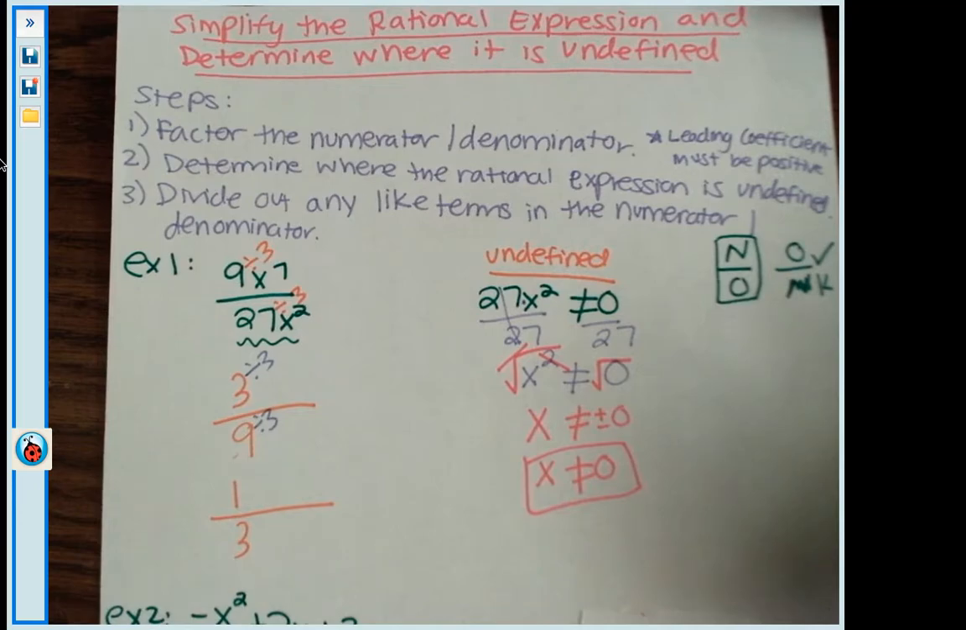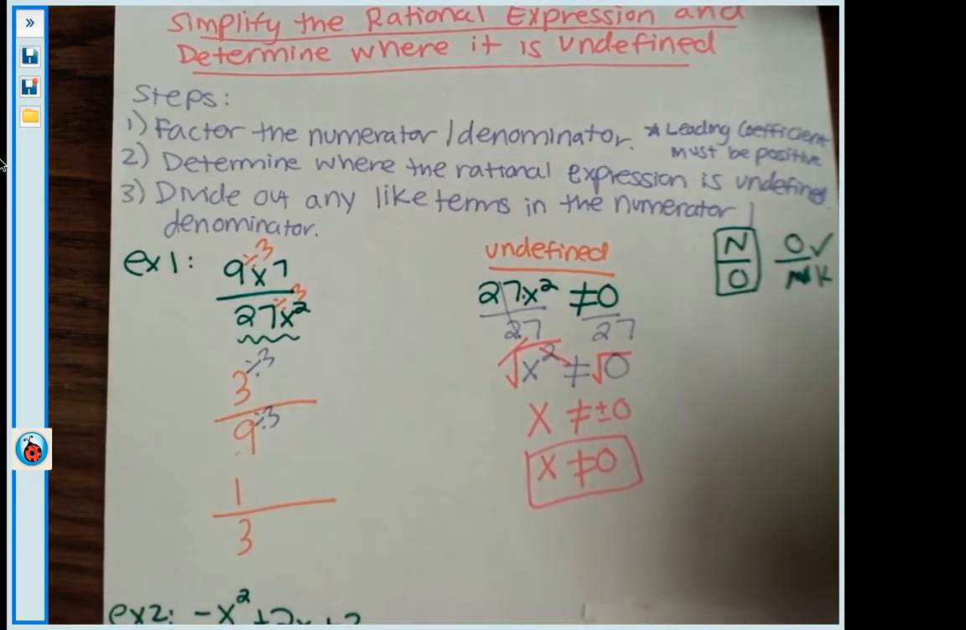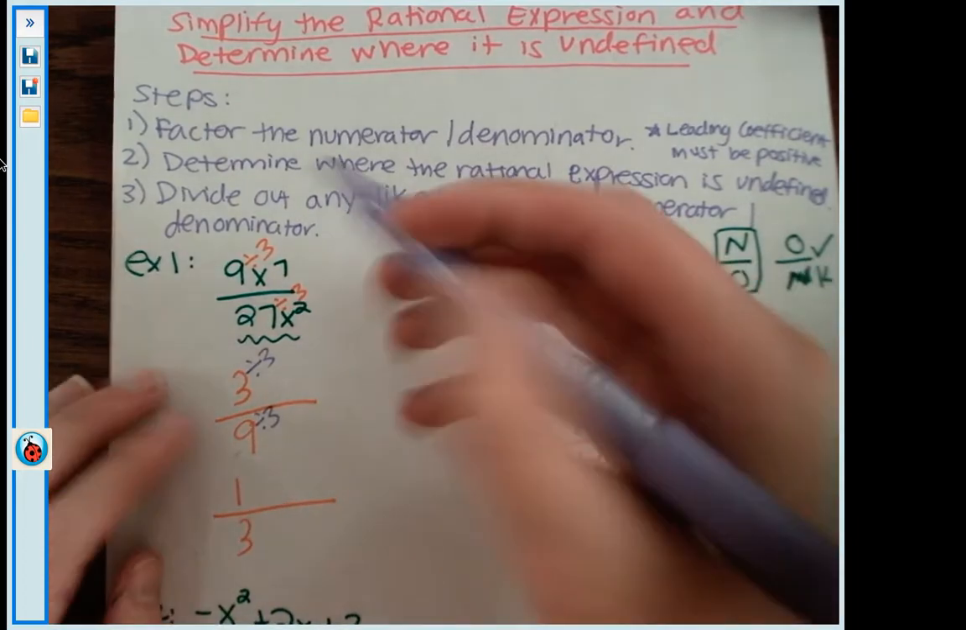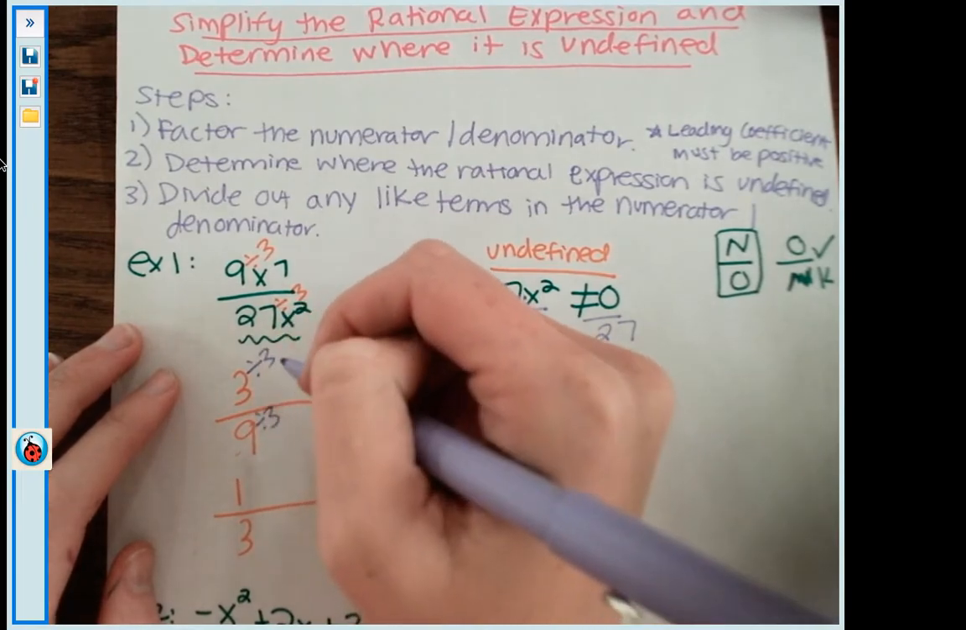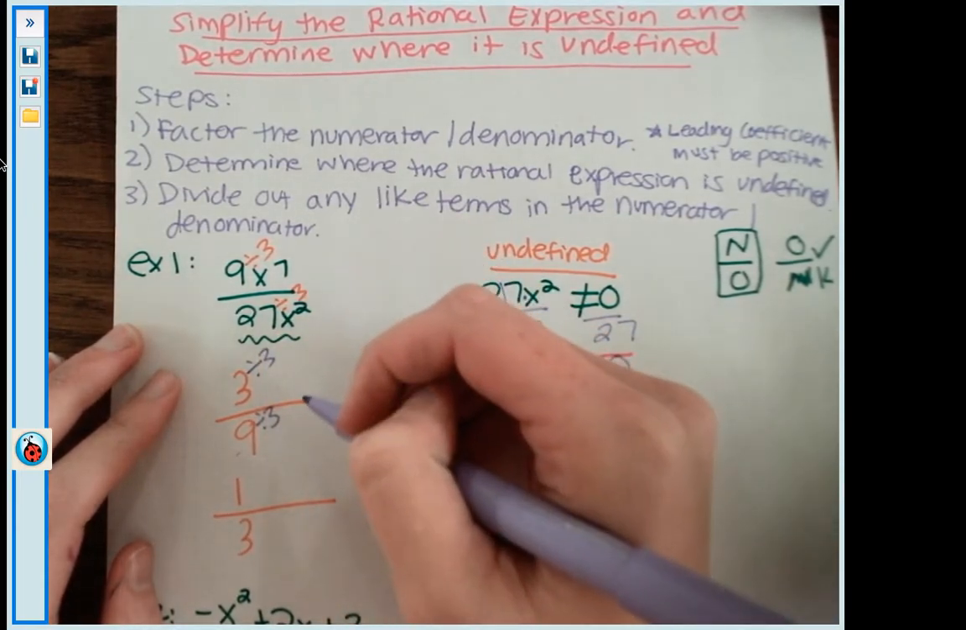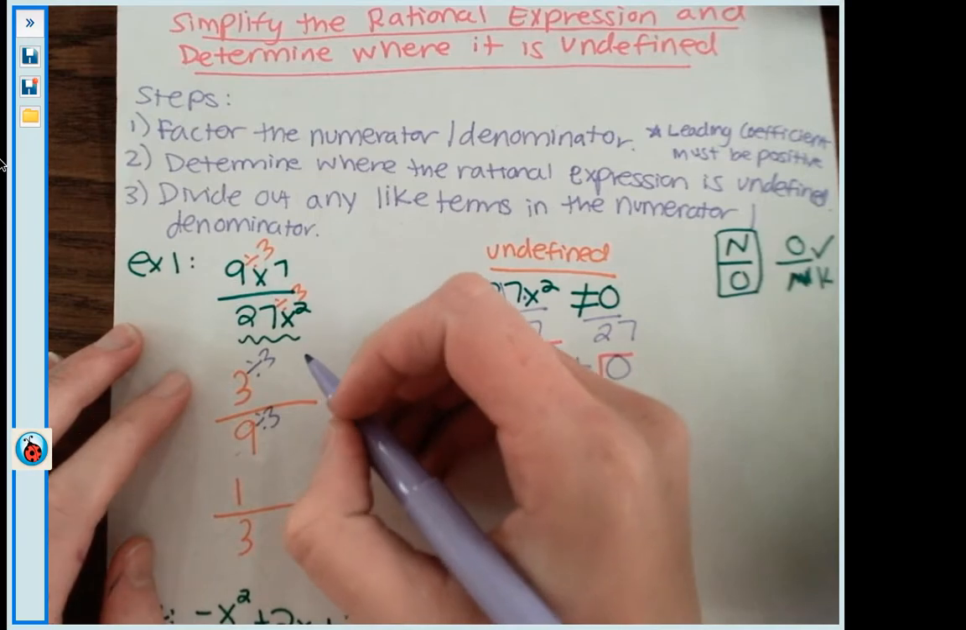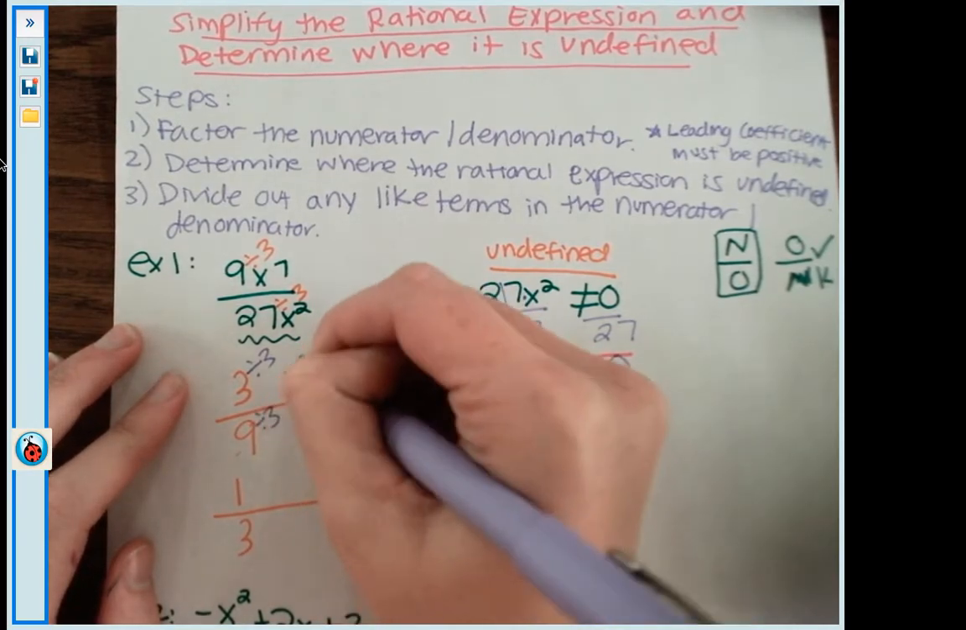All right, let's focus on the variables now. So the variables. When we divide variables with exponents, we subtract the exponents. So 7 minus 2 will give me x to the 5th. All right, guys, and to figure out where it goes, if it's a positive number, it's going to end up in the numerator, x to the 5th.